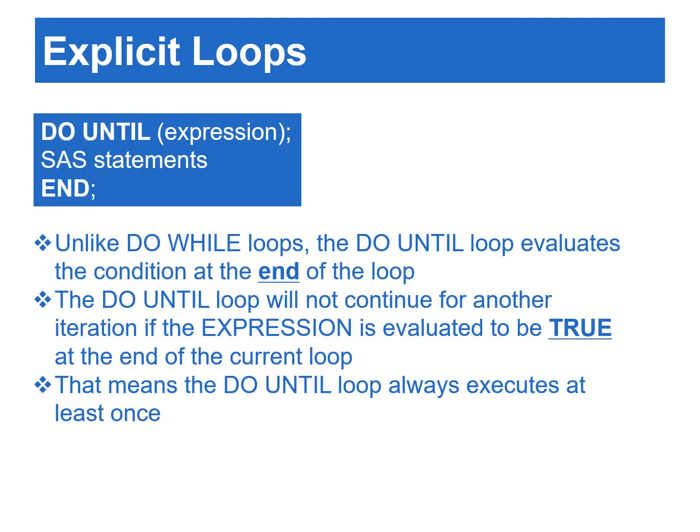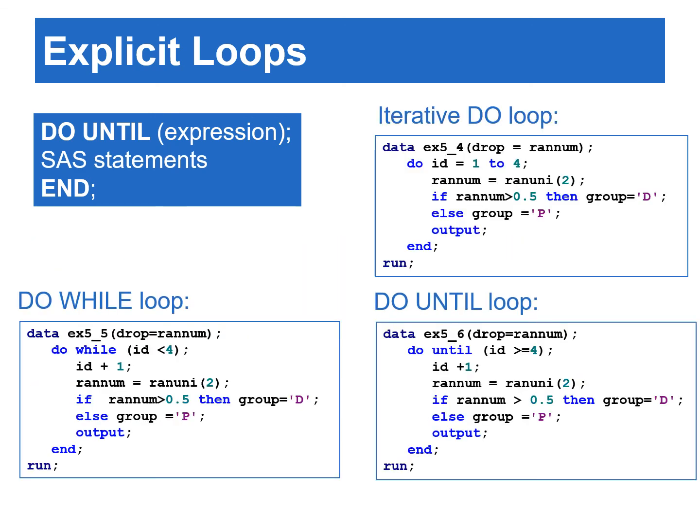We can also use the do until loop to execute the statements conditionally. Unlike do while loops, the do until loop evaluates the condition at the end of the loop. The do until loop will not continue for another iteration if the expression is evaluated to be true at the end of the current loop. That means the do until loop always executes at least once. We can rewrite this program by using the do until loop.